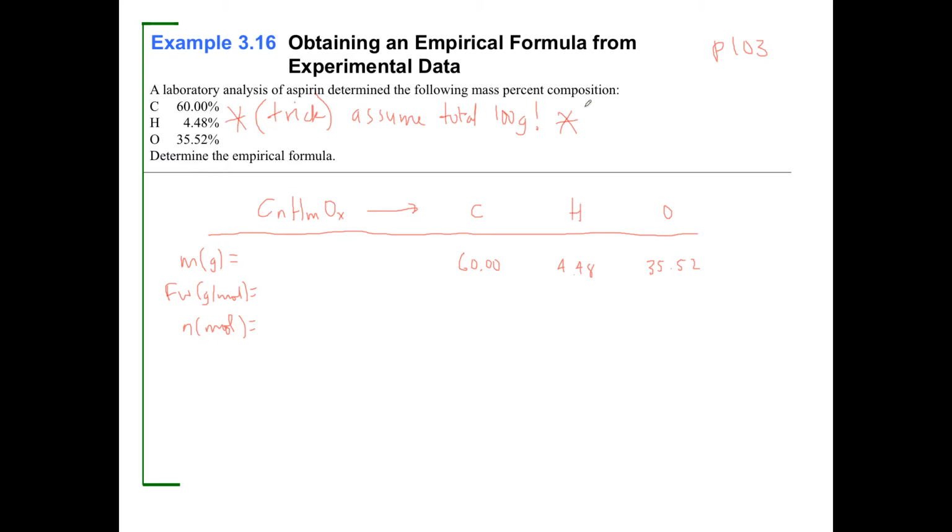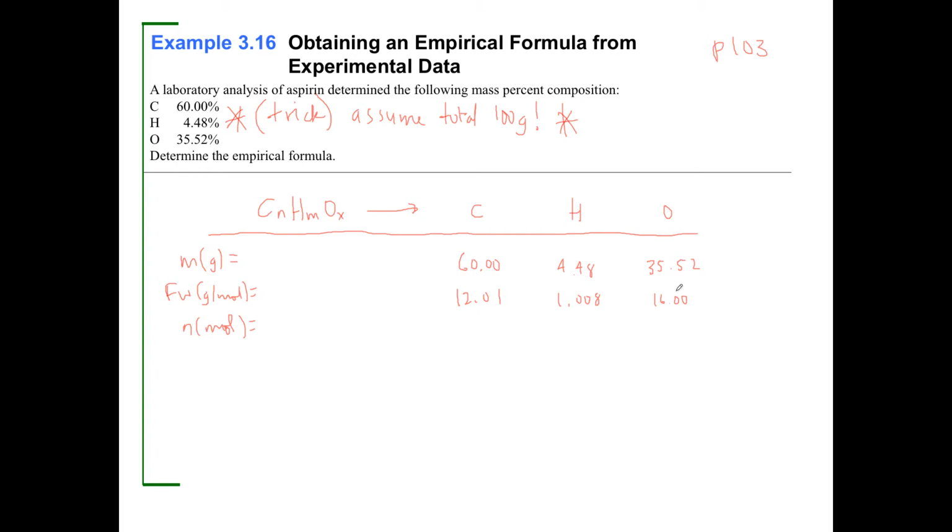Assume, by the way, this is not unique to chemistry or physics. When you get percents, this is something you can assume. It's going to be a little bit of a shortcut for you in really different kinds of games that we play in the future. Okay, so what's the formula weight of carbon? According to the periodic table, which you have in front of you, it is 12.01. Hydrogen's 1.008. And oxygen is 16.00.